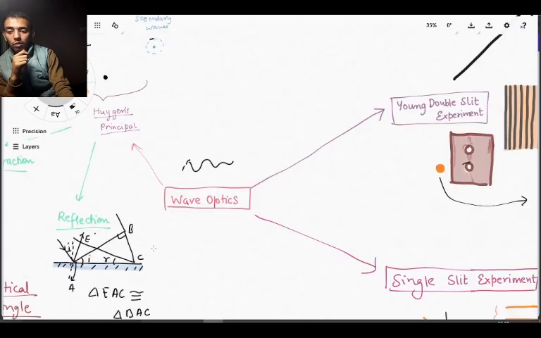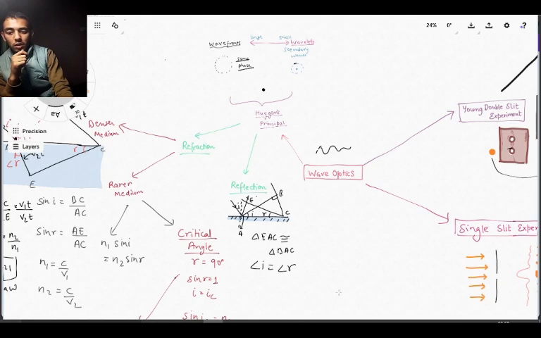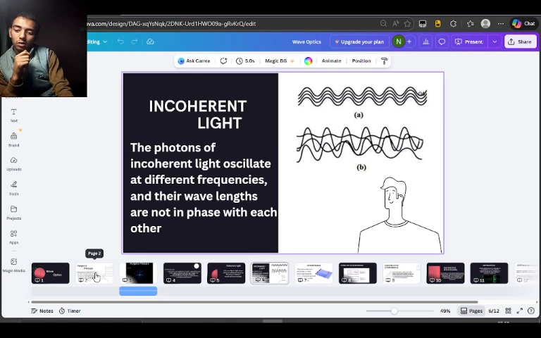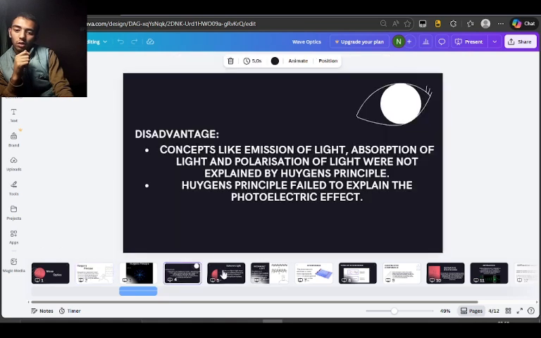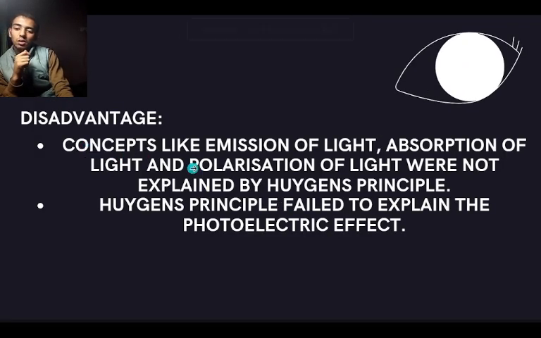So now we have completed Huygens principle. Let us look at the disadvantages of it. What are the disadvantages of Huygens principle? It cannot explain the concepts of emission of light, absorption of light, and polarization of light. And Huygens principle has failed to explain the photoelectric effect.